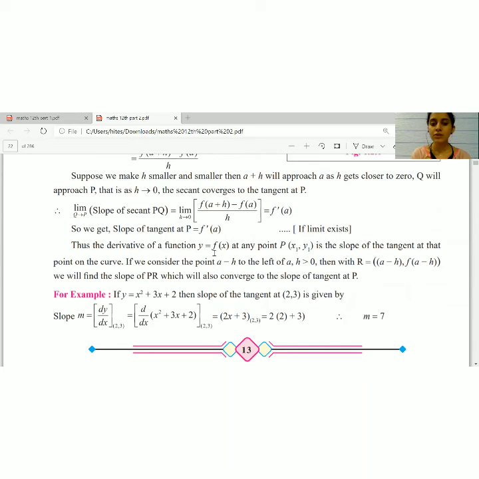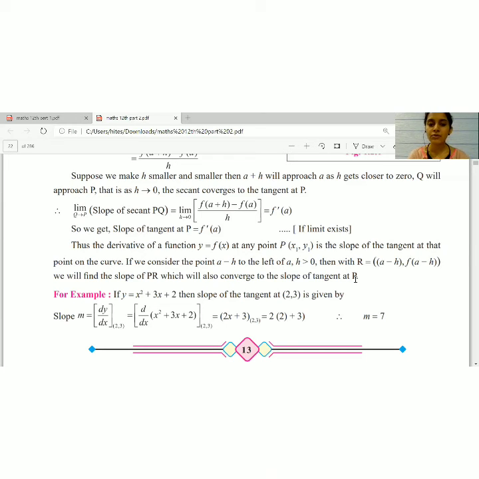Thus, the derivative of a function y equal to f of x at any point P(x1, y1) is the slope of the tangent at that point on the curve. If we consider the point a minus h to the left of a, h greater than 0, then with R equal to (a minus h, f of a minus h), we will find the slope of PR, which will also converge to the slope of the tangent at P.